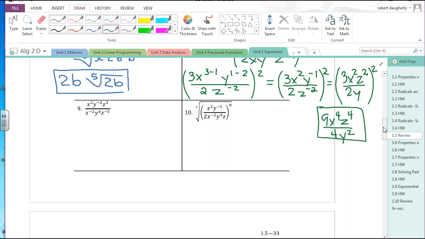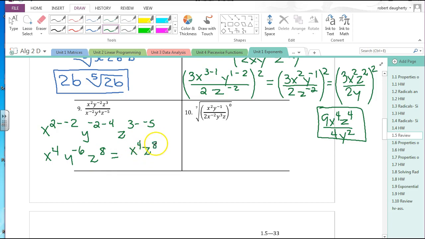X's, Y's, and Z's, and they're trying to confuse you. I look at this and say, okay, this is going to be x to the 2 minus negative 2, y to the negative 2 minus 4, z to the 3 minus negative 5. So that's going to be x to the 4th, y to the negative 6, z to the 8th, which is just x to the 4th z to the 8th over y to the 6. Mainly properties of negative exponents here.